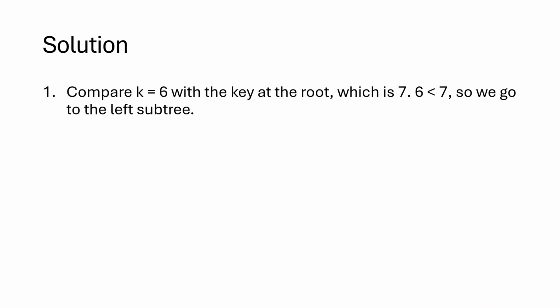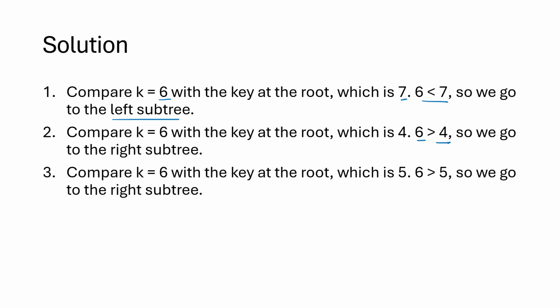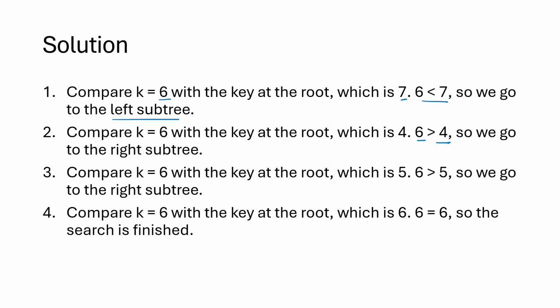So we compare our key with the key at the root, which is 7. 6 is less than 7, so we go to the left subtree, and we repeat the same thing. This time 6 is greater than the root key, so we go to the right, and right again, and finally we find the node that has 6 as the key, and that means that the search is finished.